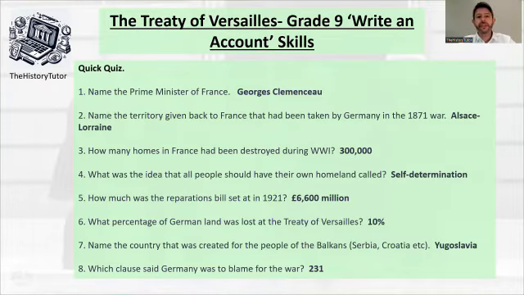300,000. What was the idea that people should live in their own homeland? Self-determination, one of those 14 points of Woodrow Wilson, one of his key aims to get the 14 points across. How much was the reparation bill set at in 1921? At £6,600 million. What percentage of German land was lost by Treaty of Versailles? Well, 10%-ish, but I do see examples in exam papers, 10 to 15%. Those figures are useful and good to use.